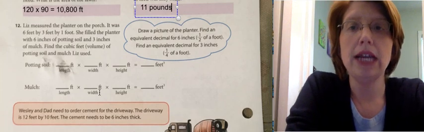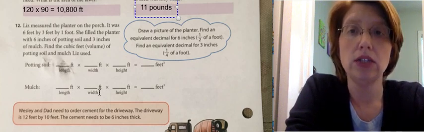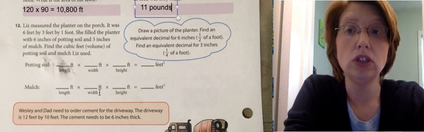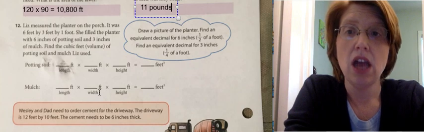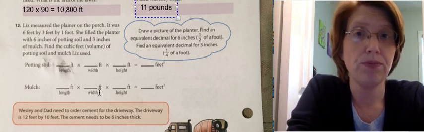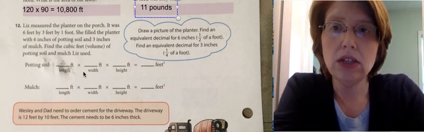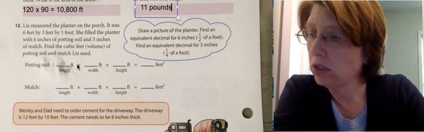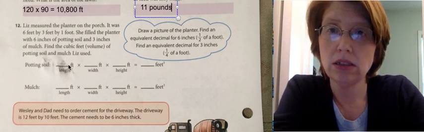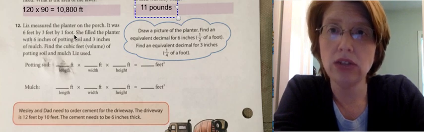Liz measured the planter on the porch. It was 6 feet by 3 feet by 1 foot. She filled the planter with 6 inches of potting soil and 3 inches of mulch. Find the cubic feet of potting soil and mulch Liz used. Okay, so the potting soil, she did. All right, this was the whole planter.